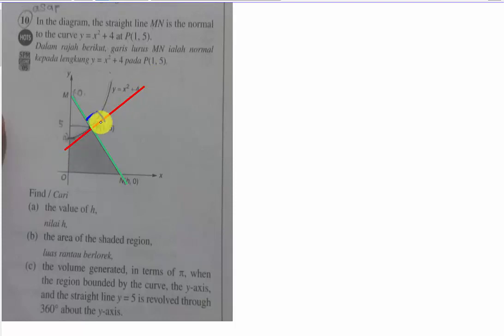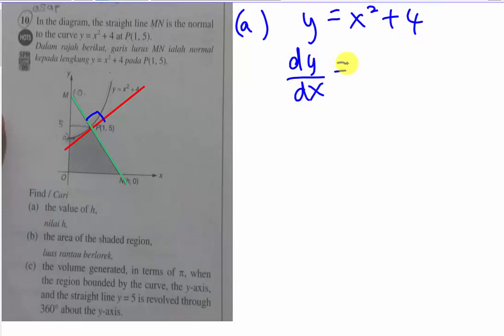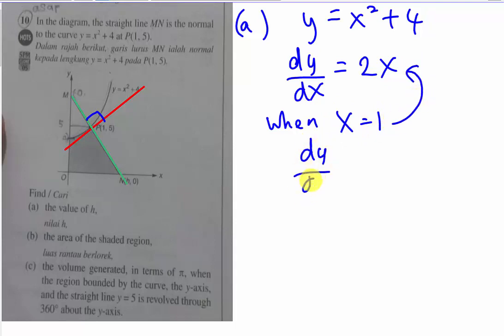So in order to find the gradient for this line, I have the equation of the curve, y equals x squared plus 4. When I do the differentiation, I can easily get the gradient of the curve, so dy/dx will be 2x. When I substitute the x value of P, which is x equals 1, into my dy/dx, I will get dy/dx equals 2 times 1, which is 2.